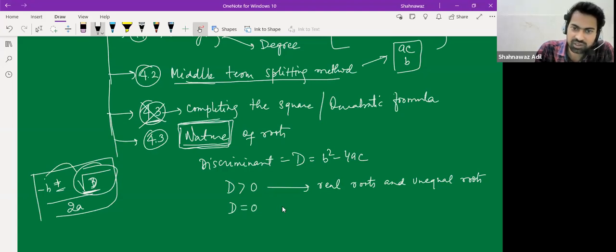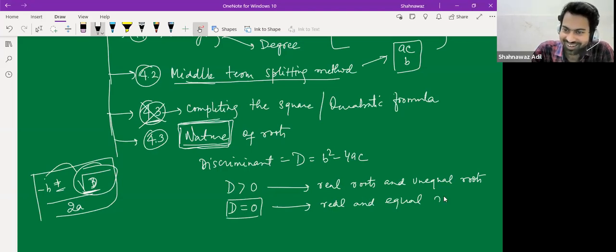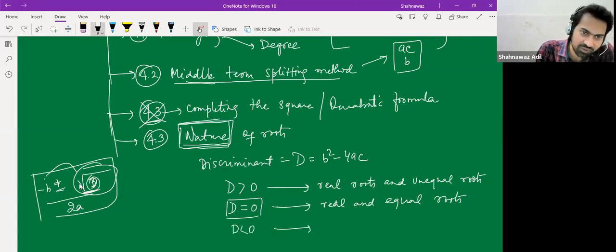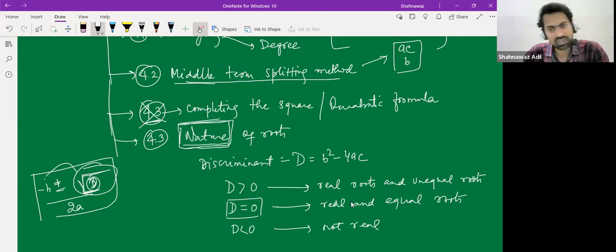So if D is equal to 0, then this will give real and equal roots. You have done so many questions based on this rule. And D less than 0 will give the negative of a root, so that would be not real. Not real. Right.